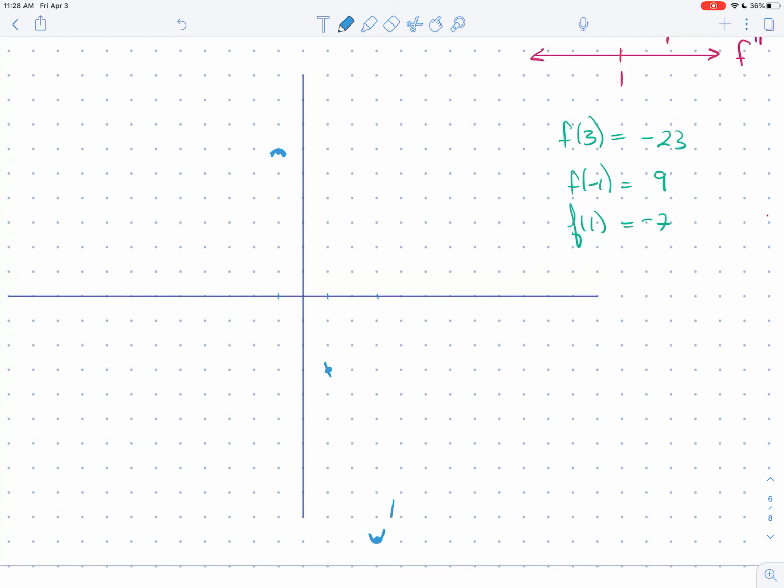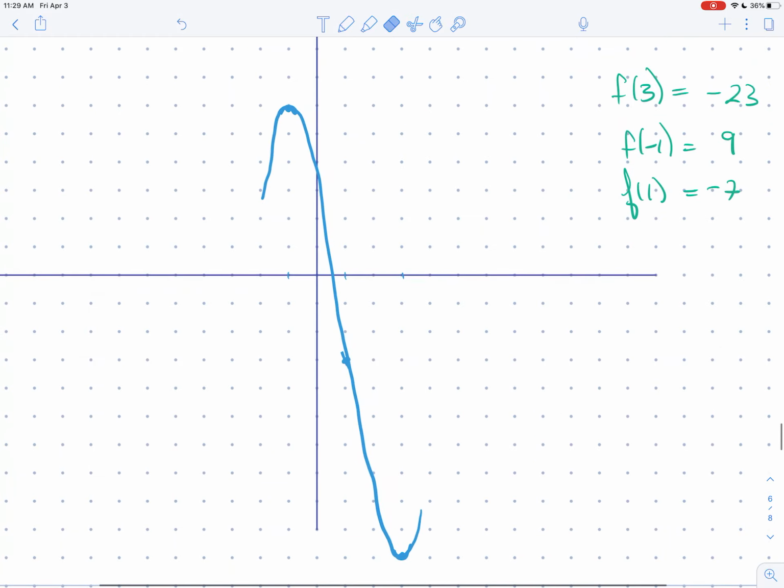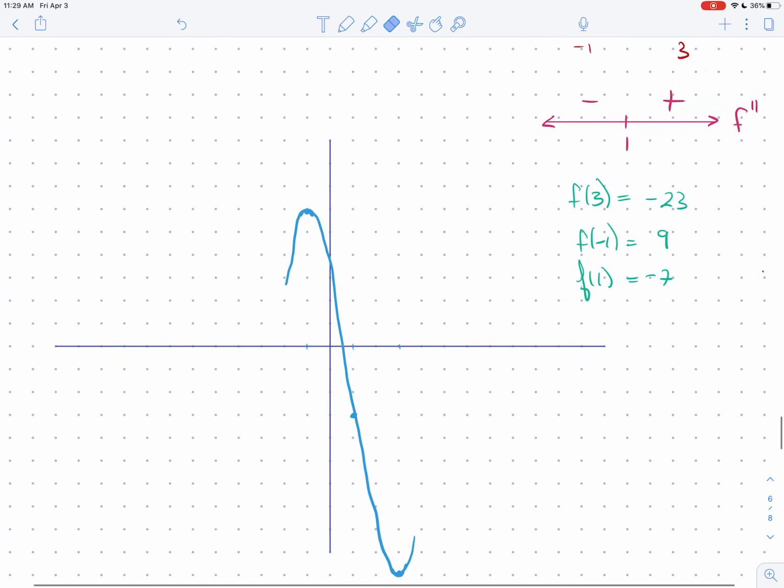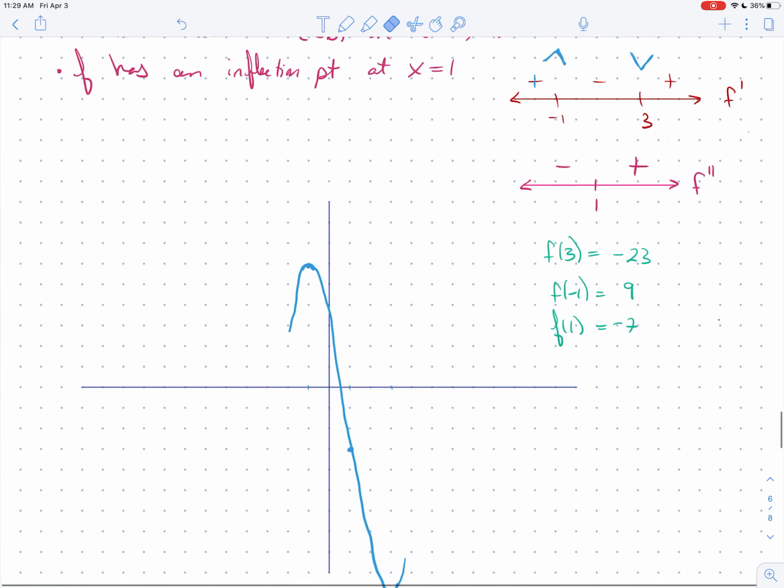So the graph has to do this. It has to make that local min. It's got to come up and go through my inflection point, and I've got to get up to my other local max, and then I've got to come back down. I'm going to clean this up ever so slightly. Hopefully you're with me so far and you agree that our graph has to look like that based on the 3 points. Now, there's more though.